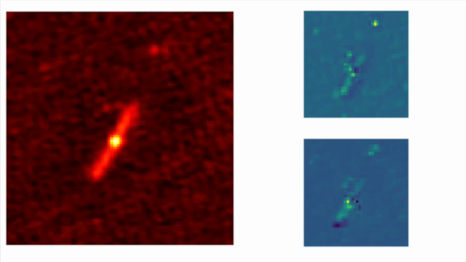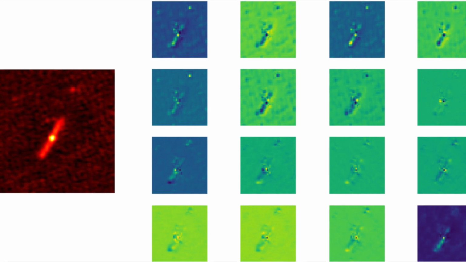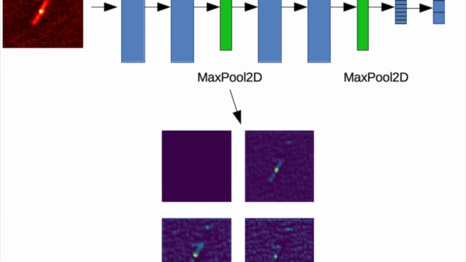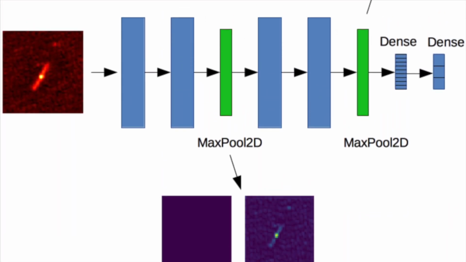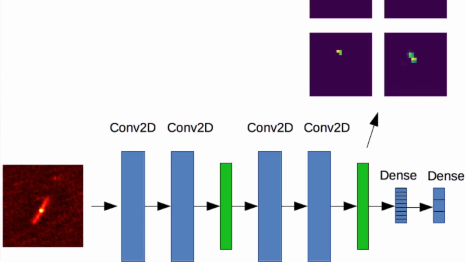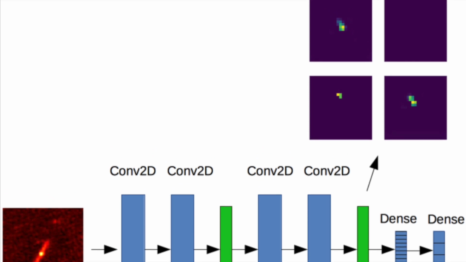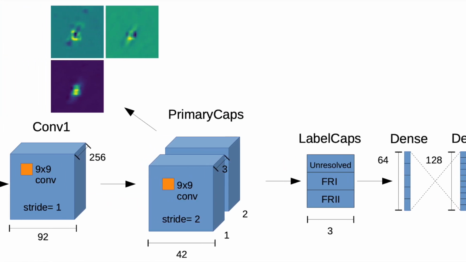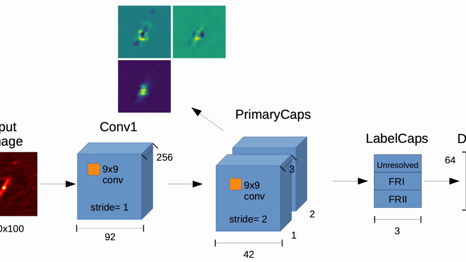As can be seen in this image here of an FR1 that has a bit of unassociated emission to the right, the feature maps of the primary capsule indicate that this unassociated emission is preserved, whereas for the same image in one of the convolutional network architectures, the unassociated emission is removed by the fourth convolutional layer. It seems that the capsule network has not successfully learnt to distinguish signal from noise.